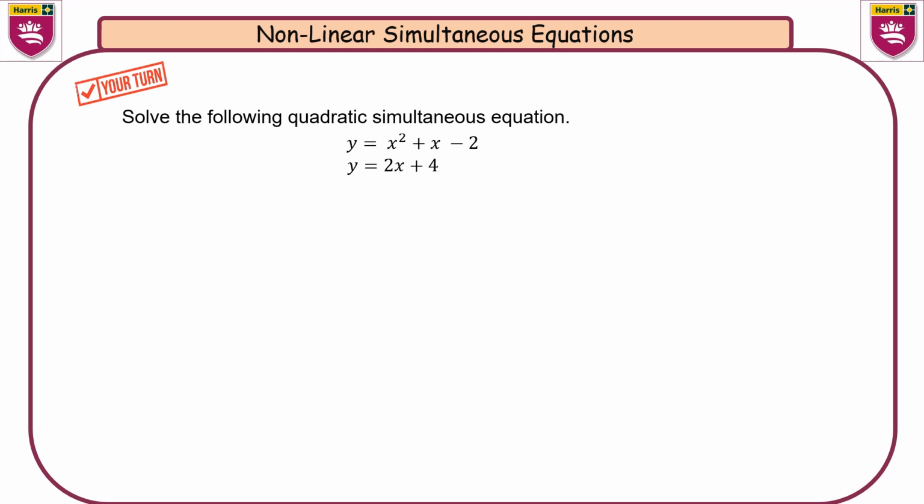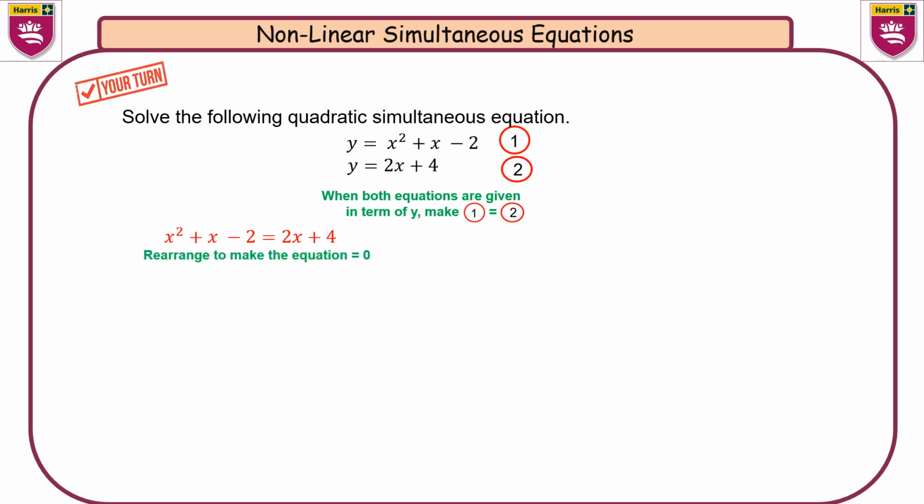Solve the following quadratic simultaneous equation. They give us one quadratic, one linear equation where y's are equal to each other. So when both equations are given in terms of y, we can make one equal to the other. So the first equation equal to the second equation: x squared plus x minus 2 is equal to 2x plus 4. We need to balance the equation by rearranging to make sure that the equation is equal to 0, so then we can factorize and solve.